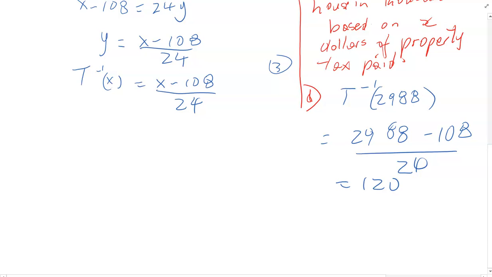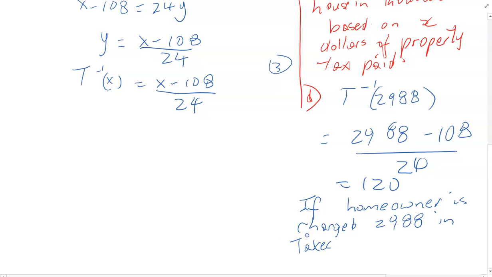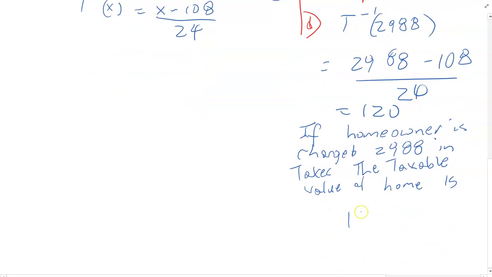It gives us 120. And so this means that if the homeowner is charged $2,988 in taxes, the taxable value of the home is $120,000. Right? So that is it.